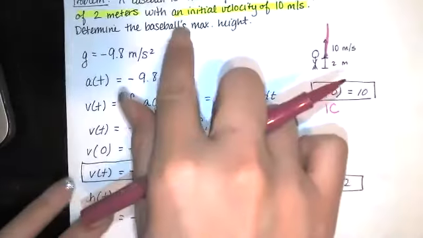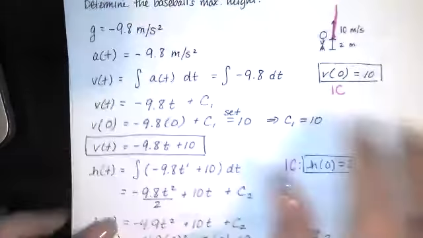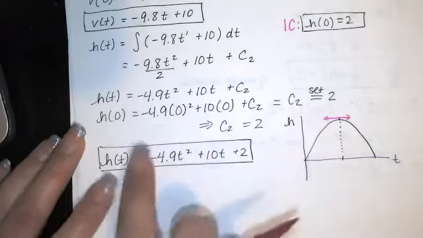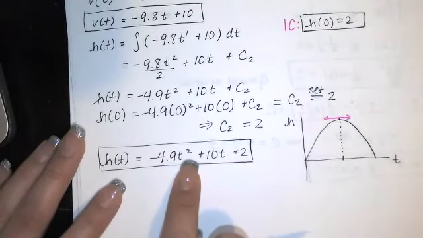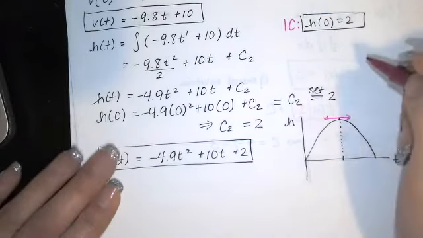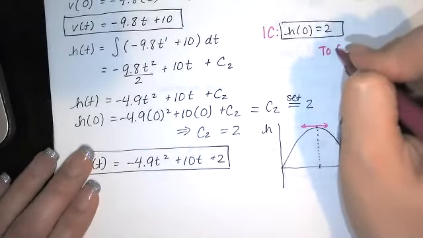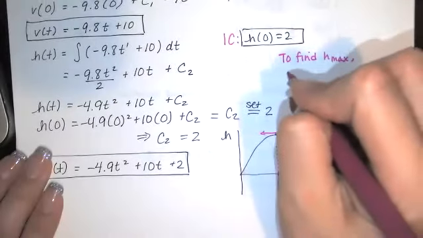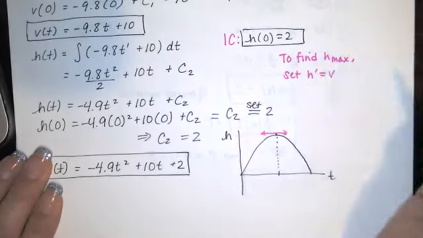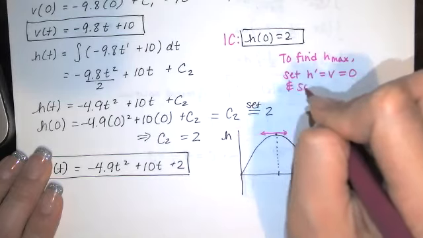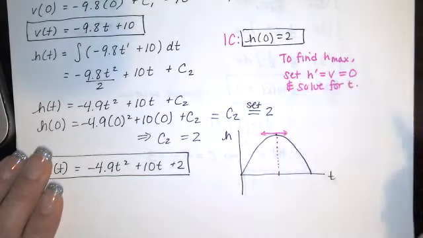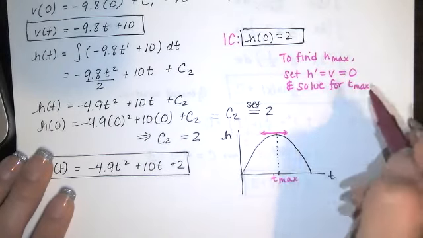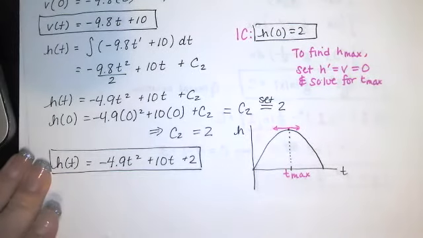But they didn't ask for t, they asked for the baseball's maximum height. So once I find the t value where that happens, I need to find the height at that t value. So I'll just substitute that t value into this function. Okay, so let me write down our process. To find the maximum height, I'm just going to call it h max, set h prime, which happens to be velocity, equal to 0 and solve for t. And I'll call it t max. And we're going to substitute that into this function here to find the maximum value of the height.